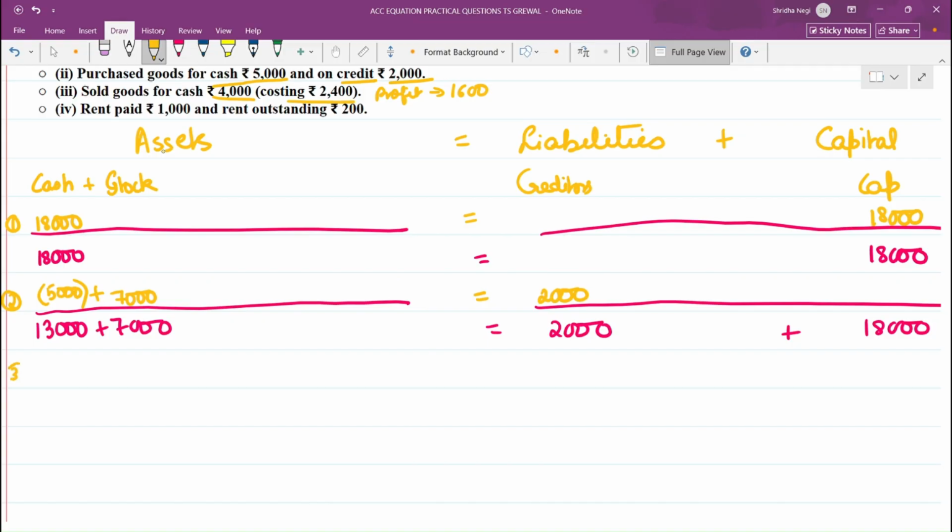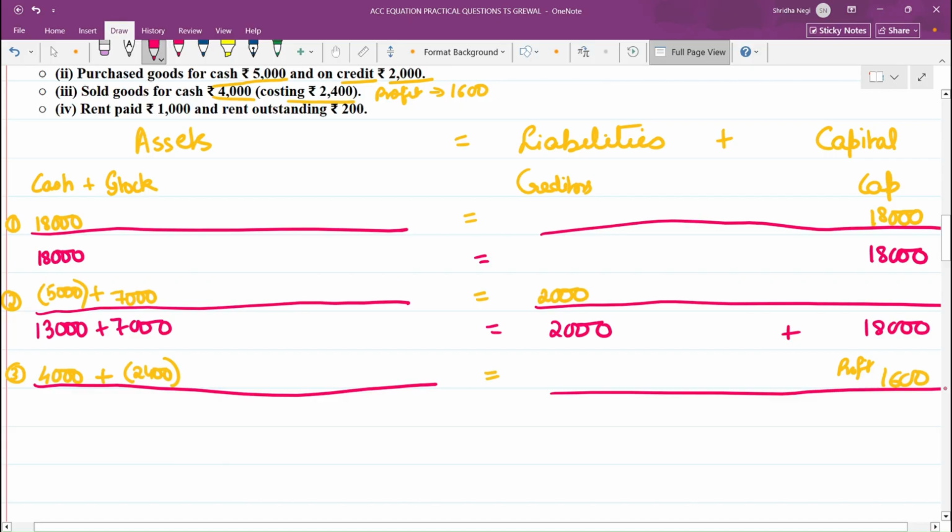So let us do the third transaction. Sold goods. That means stock is decreasing by 2,400, which is its cost. And cash, you are selling it for cash, so cash is coming in, how much? 4,000. And a third account will also get affected because there is a profit of 1,600. Profit will affect the capital account. So profit 1,600 will increase the capital account. Okay? So now let's put the equal to sign and get the figures down on both sides.